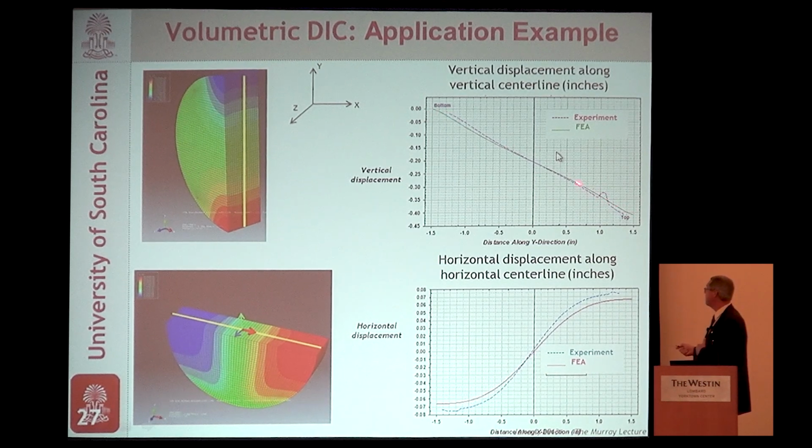The FEA and the experiment matched except for one small region where the code got lost. This region was too densely packed with sand, resulting in an inability to find the right location. Here's a cross section through the center, a line across, and here's the theory and the experiment. The experiment is the dashed line, the theory is here. So it does really well. And in this case, this is the horizontal displacement, and this is the vertical displacement along here.